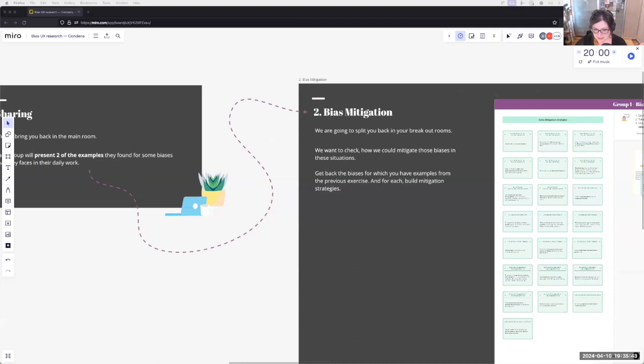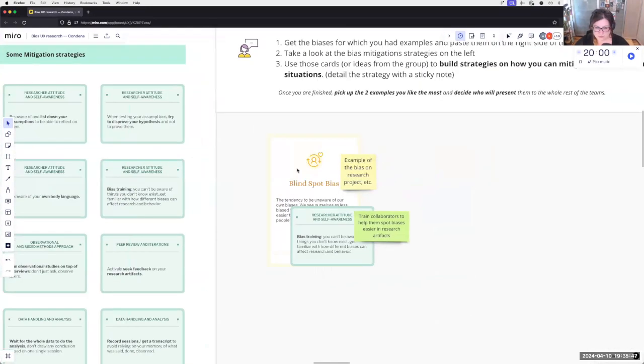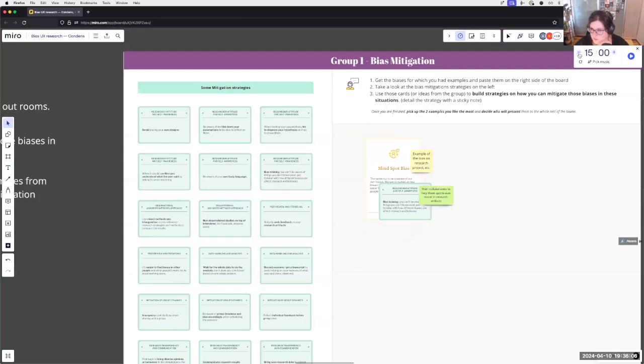So is this clear? So it should look something like that, where you have your bias, you have your example, you have the little mitigation card, and then you can put a sticky note to explain, okay, this is how we would apply this to mitigate it. What time is it? 36. Let's give you 15 minutes for that.